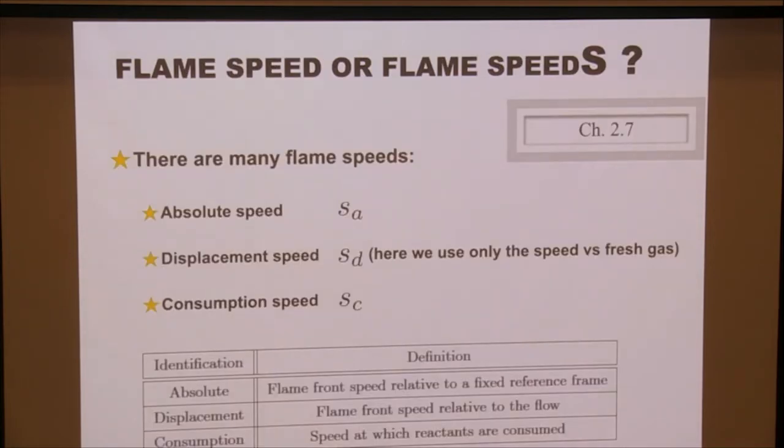Now, there's something else. We've been talking about flame speed, but if it is a speed, it should be a vector. Okay, first thing, a speed is not a scalar, it's a vector. And the second thing is that there are many speeds. So we need to start talking about speeds. There are at least three speeds that we will describe now: the absolute flame speed, the displacement flame speed, and the consumption flame speed. And of course, in the literature, people will talk about the flame speed, and you will have to figure out which flame speed they are talking about.